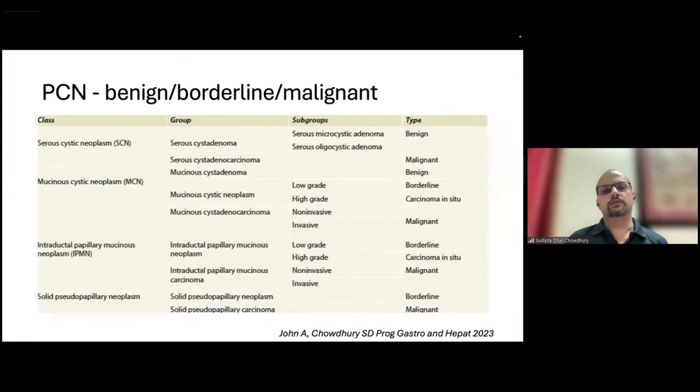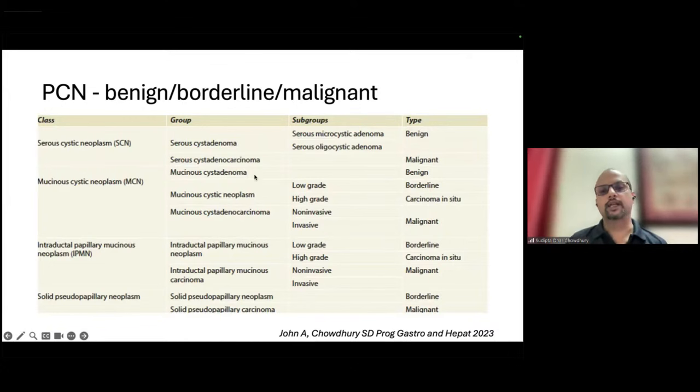So WHO has classified these pancreatic cystic neoplasms into 3 major categories: benign, borderline malignant, and malignant. And why it's important to know is, for benign lesions, you do not need surgery, you do not need surveillance. Borderline lesions require surveillance, whereas malignant lesions require surgery. Serous cystic neoplasms can be grouped into 2 groups: serous cystadenoma and serous cystadenocarcinoma. Adenocarcinoma is malignant and therefore requires surgery, whereas benign lesions do not require any follow-up or surgery.